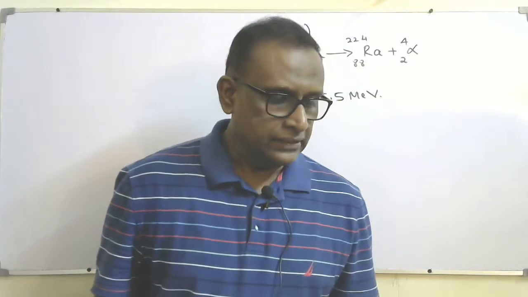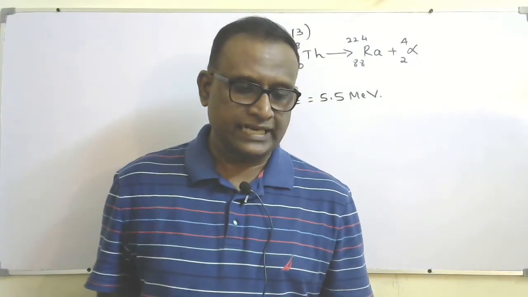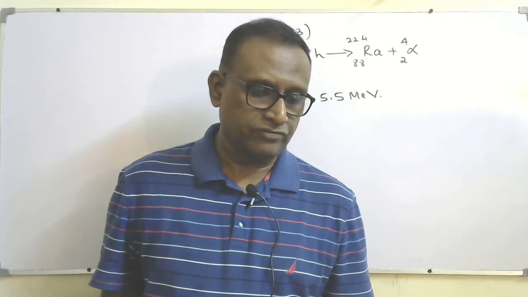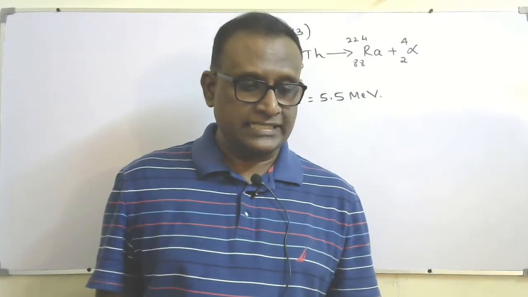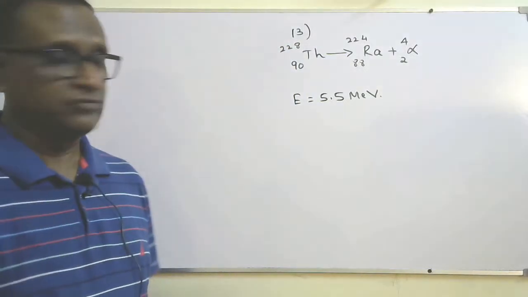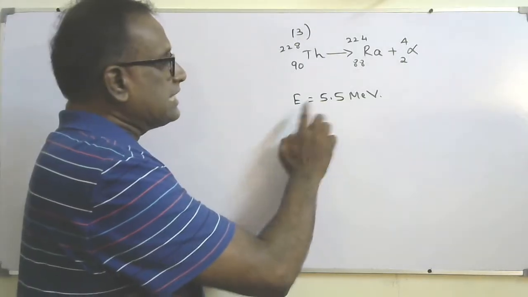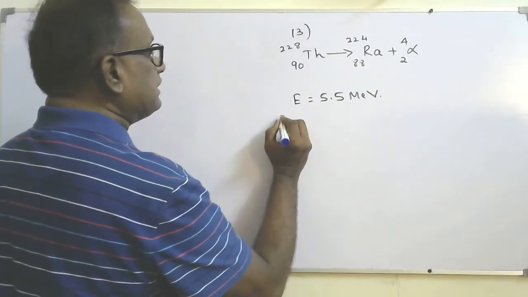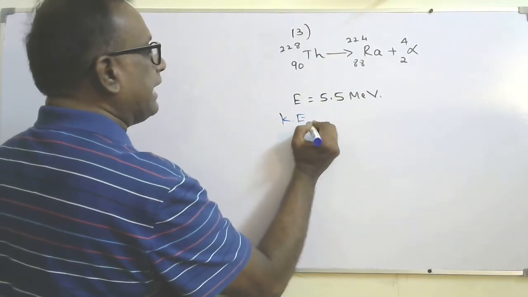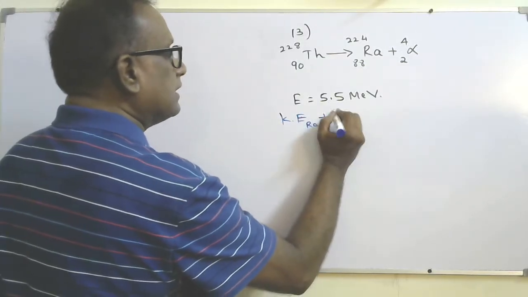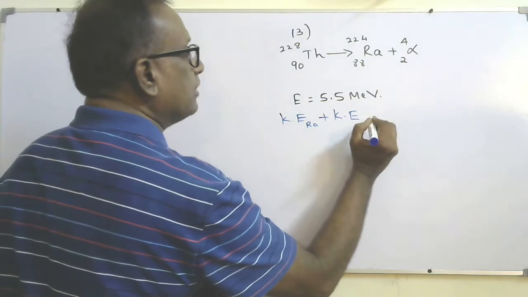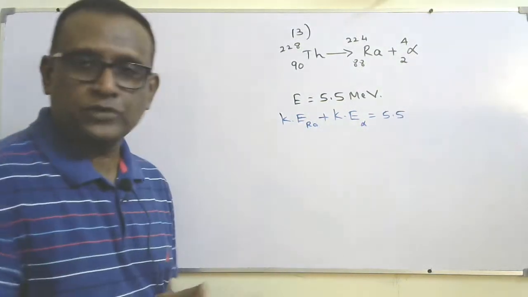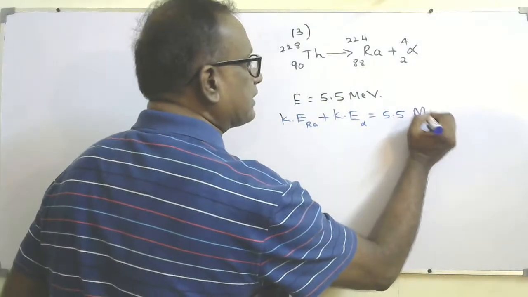Okay, B part. A textbook states that the kinetic energy gained by the alpha particle when a nucleus of thorium-228 decays is equal to 5.4 mega electron volt. We found that the energy released is 5.5 mega electron volt. That is the kinetic energy of radium plus kinetic energy of alpha, that is 5.53. I can say approximately 5.5 mega electron volt.